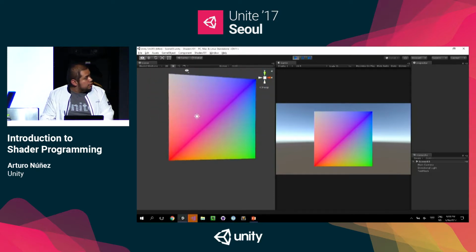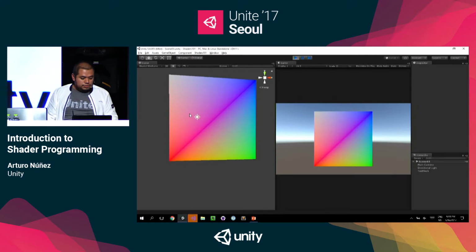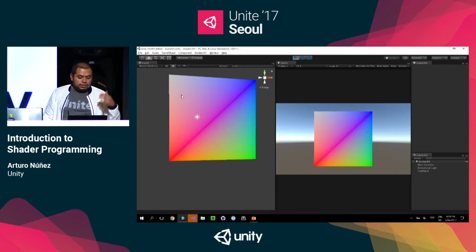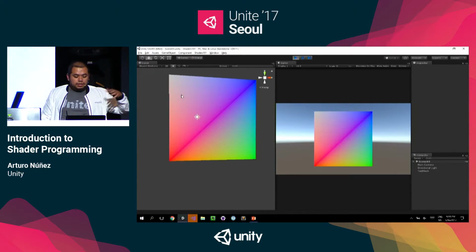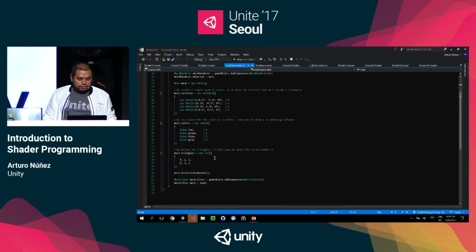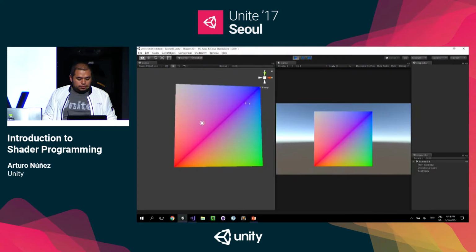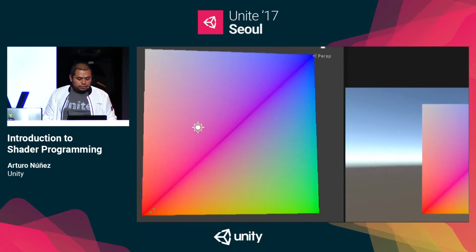I hope you can see on the scene view, I have two triangles, and what I'm doing is generating the quad using C#, and you see this coloring over here, right? Basically, the colors are the same. You see red, green, blue, and gray. So we have here red, green, blue, and gray.